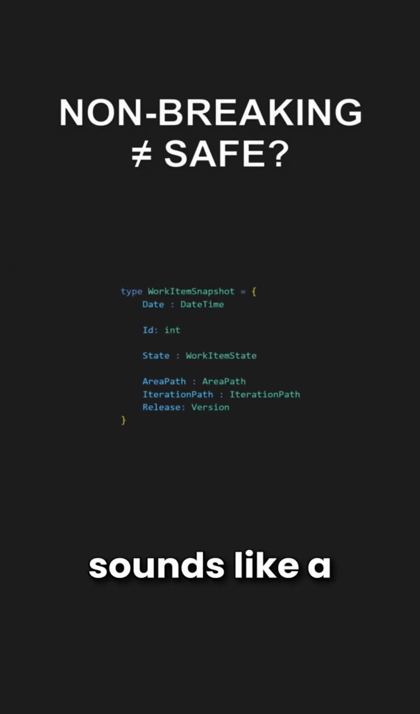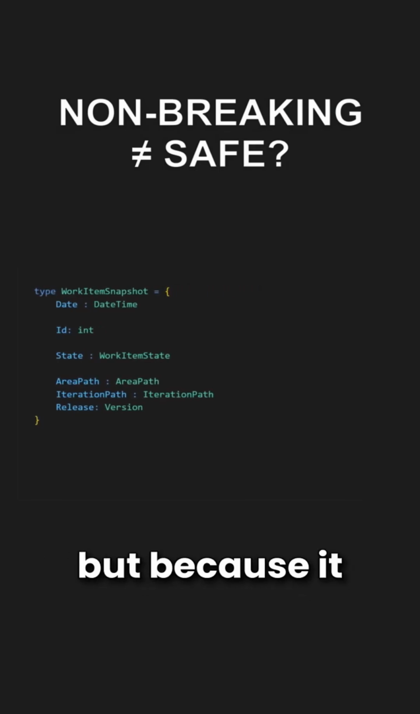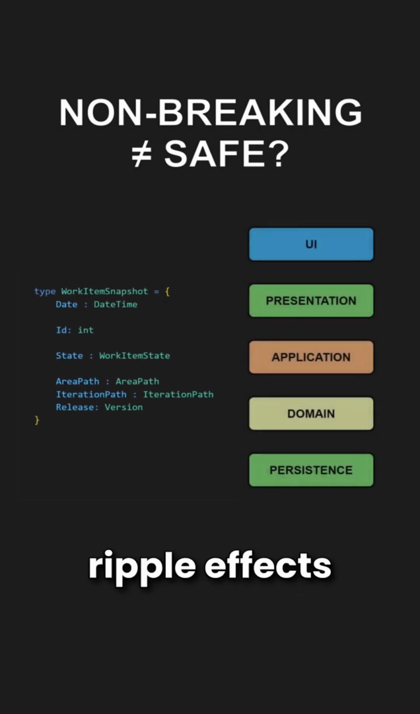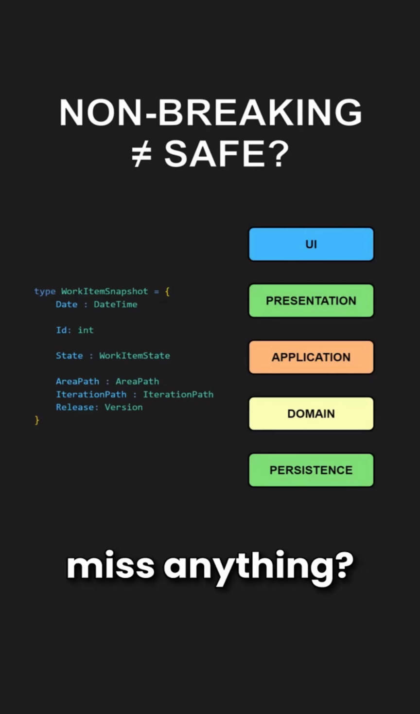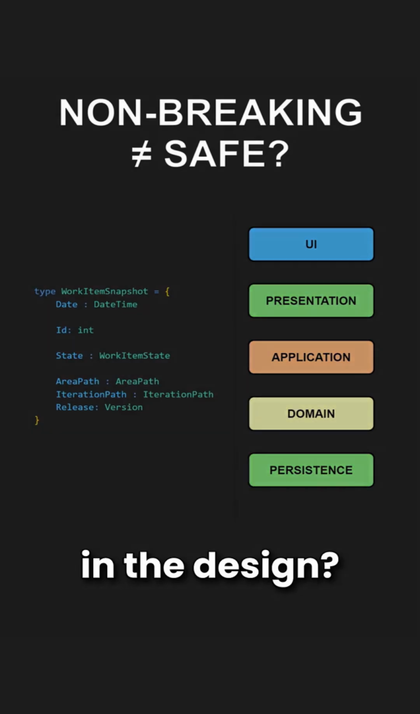At first, this sounds like a simple change, but because it touches the domain model, it creates ripple effects across several layers. How do we make sure we don't miss anything? The key question is, how should we represent the different work item types in the design?